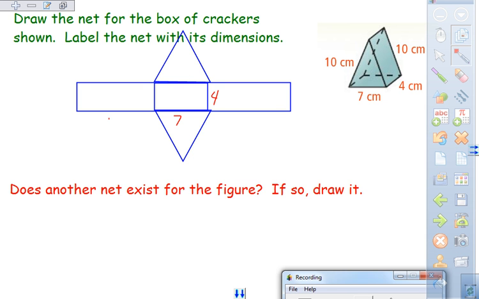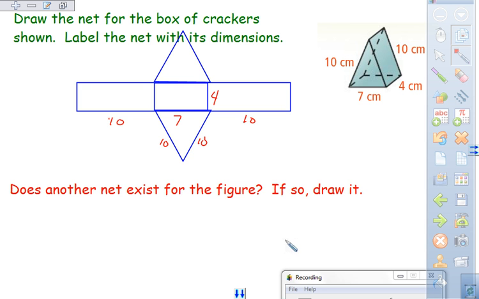So my bottom is 7 by 4. And then these areas over here are going to be 10. So that would make these 10 also. And that would reflect up on the top. So the triangles are the bases, and then these rectangles would be the lateral area.